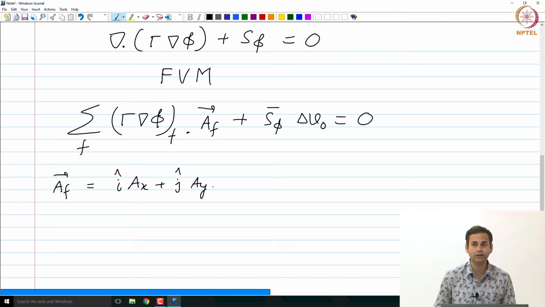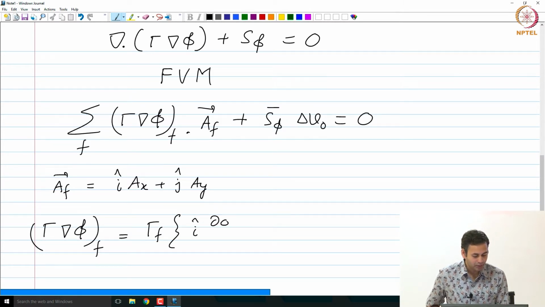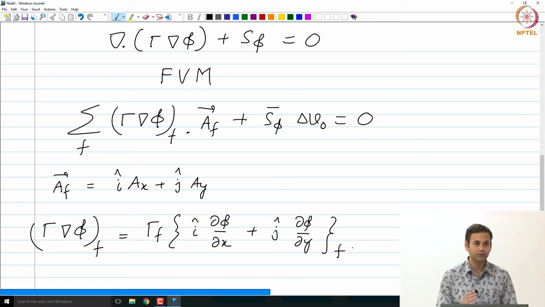That's what we have for A_F bar, and of course the gamma grad phi at f can be written as gamma f times grad phi, and grad phi can be written as i hat partial phi partial x plus j hat partial phi partial y, on the face f, which is shared between C0 and C1 cells. Now, so far so good, but what is the difficulty here?